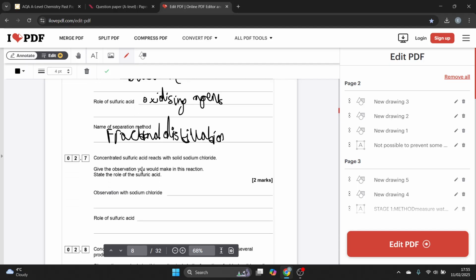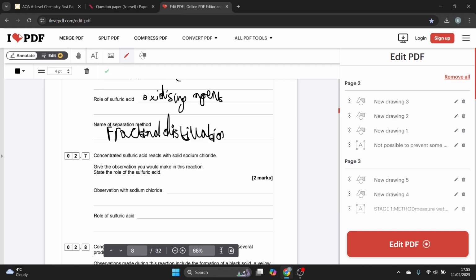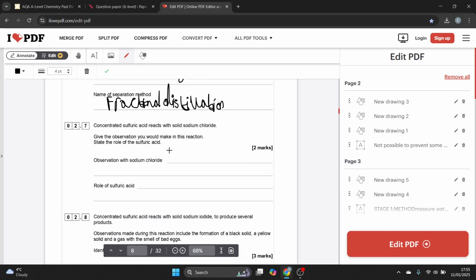Concentrated sulfuric acid reacts with solid sodium chloride. Give the observation you would make in this reaction. State the role of sulfuric acid. Now I know sulfuric acid, its role in this case is a base. Actually, no, it's not. It's a proton donor.